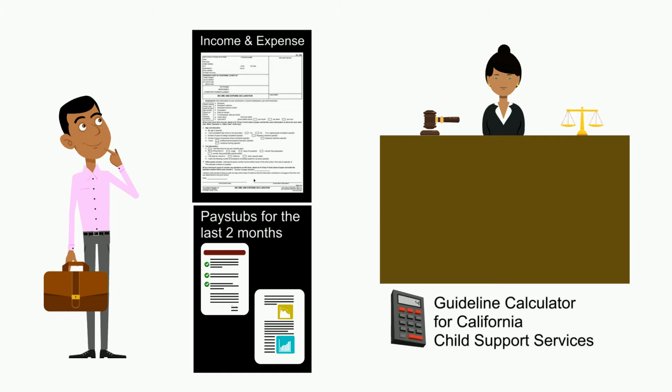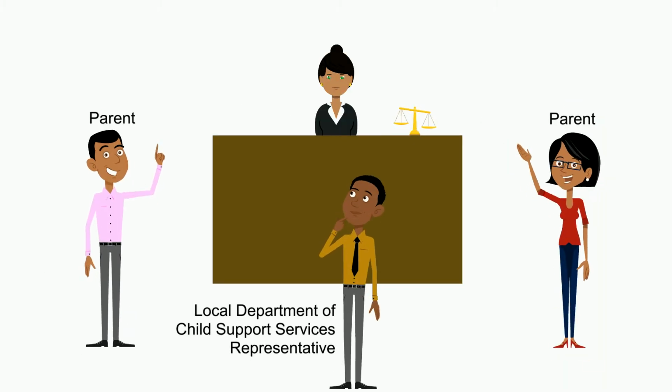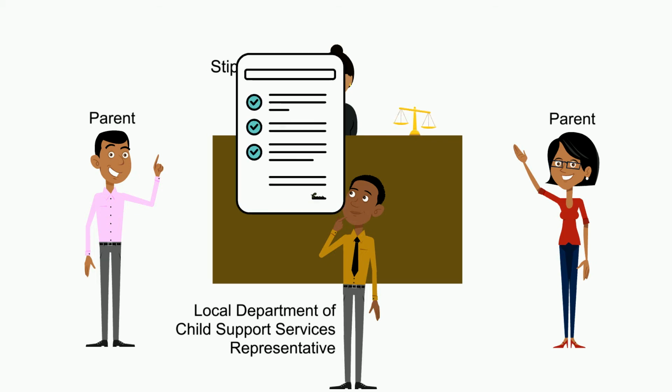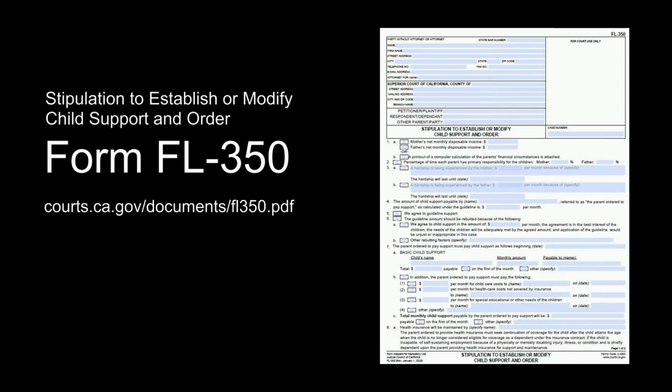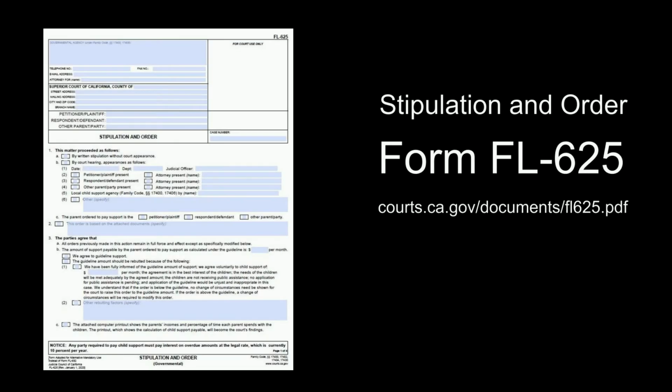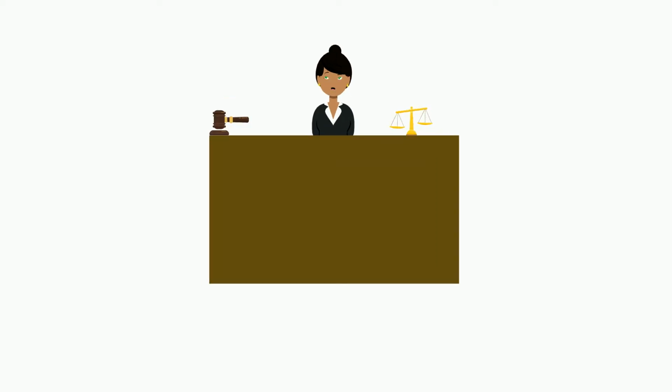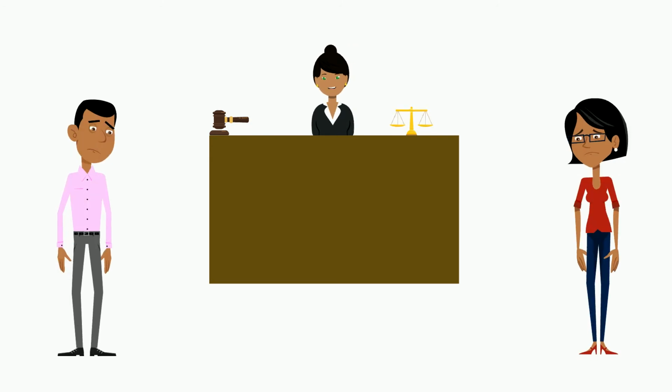California has a statewide formula, referred to as the guideline calculator, for figuring out how much child support should be ordered. Also, if both parents and the local child support agency, if involved, agree on a new child support amount, all parties can sign and file a stipulation to establish or modify child support order, Form FL-350, or Stipulation and Order, Governmental Form FL-625, for judicial approval. If parents cannot agree on an amount for child support, the judge will decide the child support amount based on the guideline calculation.